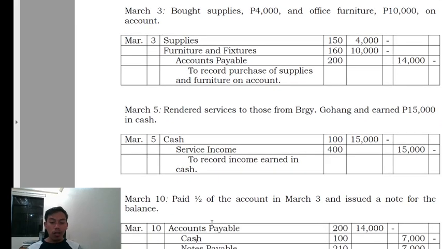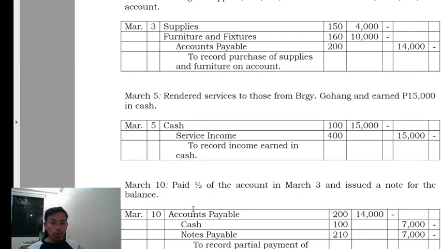Next, March 10, paid 1/2 of the account in March 3 and issued a note for the balance. So may utang kasi tayo in March 3 na accounts payable. Accounts payable 14,000. Yan daw, babayaran natin yung kalahati in cash, tapos yung kalahati, mag-i-issue tayo ng note. In that case, nabawasan ang ating accounts payable. So, decrease in accounts payable, debit or credit? It is debit. So, debit to accounts payable, 14,000.